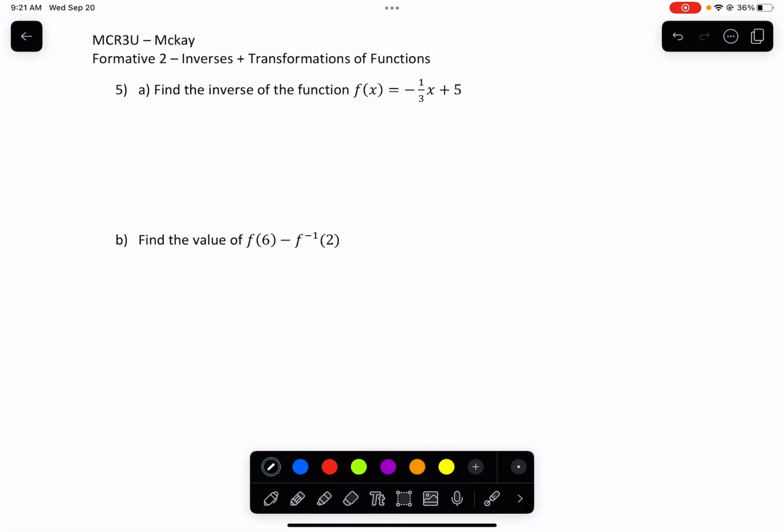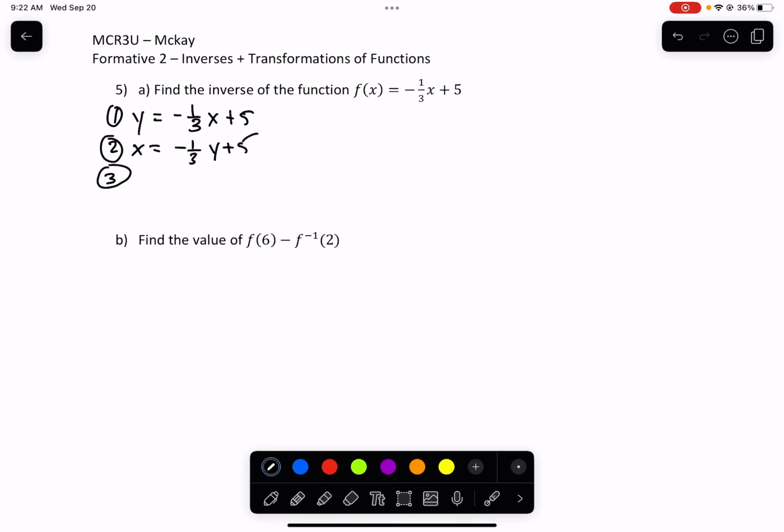Okay, step one for finding the inverse says, get rid of the function notation, right? So step one is get rid of the function notation. We're gonna write it like this. All right, there's a mark. Okay, step two. What's step two say? Ricky? Yeah, so we're gonna get x is gonna equal negative 1/3 y plus 5. Step three.